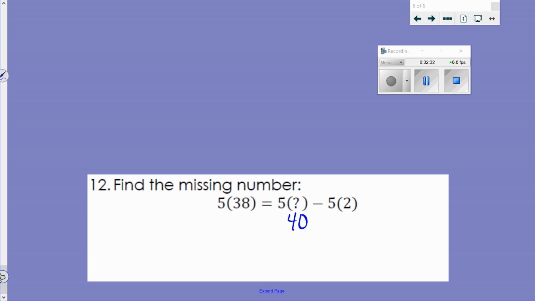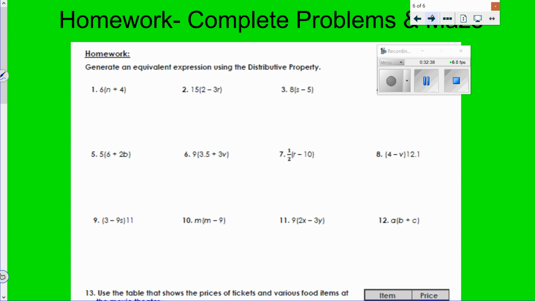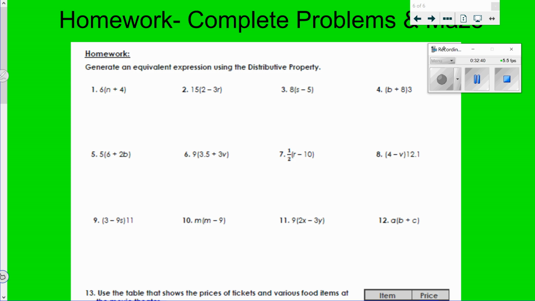Okay, go ahead and pull your packets out real quick. Go to page 3 in the packet. Guys, I'm trying to help you on your homework. Please be quiet.